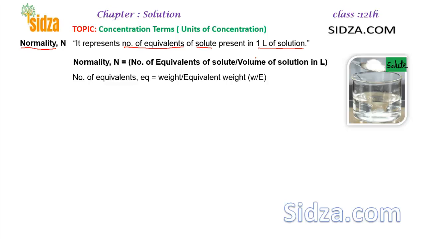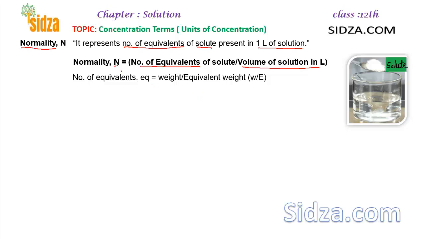In our last video, we learned about molarity. Molarity basically means the number of moles of solute in 1 liter of solution. But normality here is the number of gram equivalents of solute present in 1 liter of solution. And how do we calculate it? Normality is equal to the number of gram equivalents of solute divided by the volume of solution in liters.